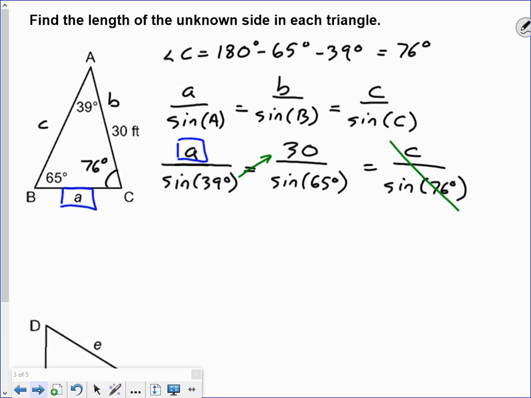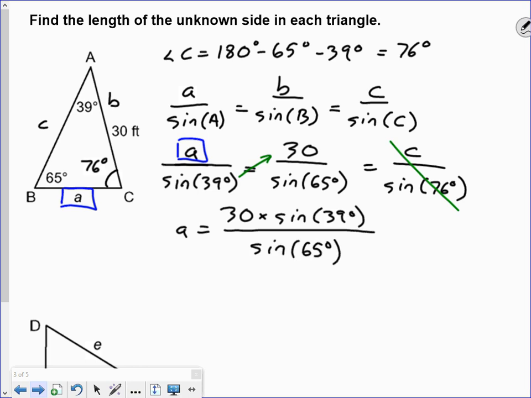And we only have to cross multiply once, or just multiply across the equal sign, because that'll get us A all by itself, and then we'll have 30 times sine 39 degrees up in the numerator divided by sine of 65 degrees. Now, if we're really good, we can punch all of this into our calculator all at once. What you might want to do first is punch in 30 times sine 39 and then hit equals. What should show up after you hit that equals sign is 18.8796 and probably some other numbers after that. Then do divide and divide it by sine 65.